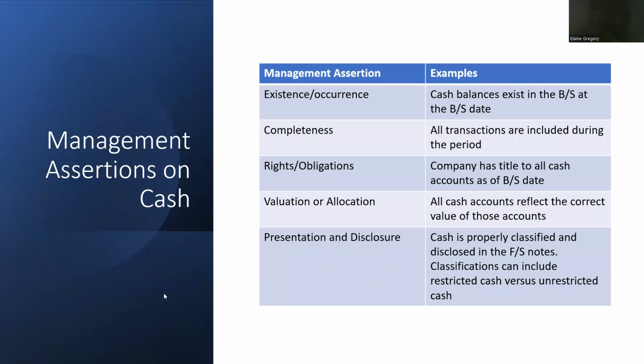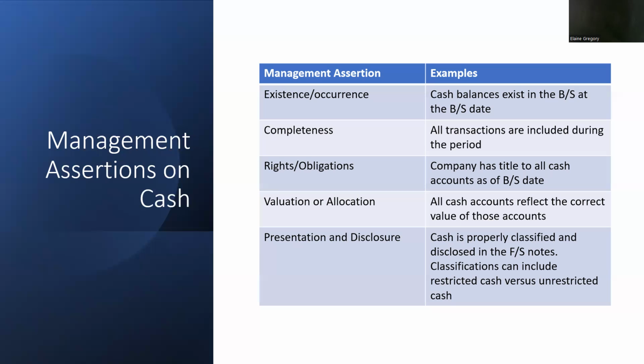Now, throughout this course, we have been looking at management's assertions, and we're going to look at management's assertions now on cash. So we want to ensure that the cash exists and that it's on the balance sheet on the balance sheet date. It should be your very first account on the asset side of your balance sheet. We want to ensure that all the transactions included during that period, be it a quarter, month, or fiscal period, are complete. You aren't missing anything.